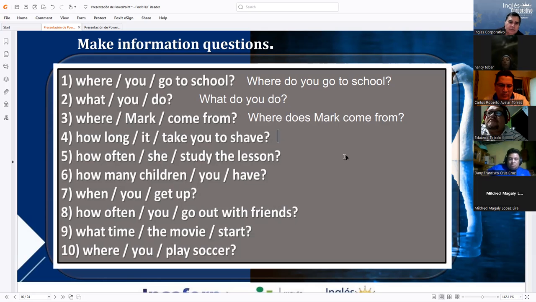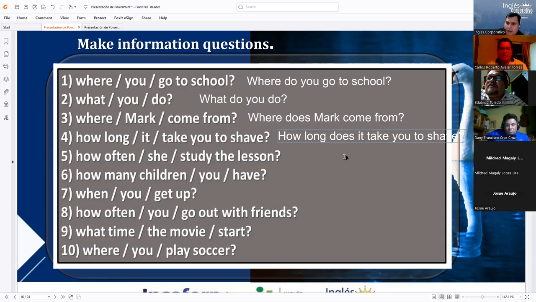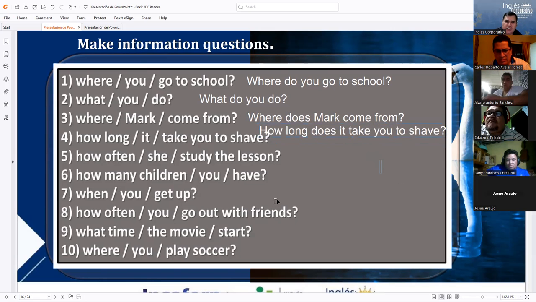Okay, how long? How long does it take you to shave? It means, after that, how long does it take you to shave? Okay. How often?